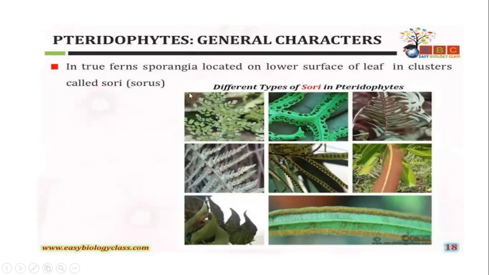Now, in the true ferns, that is in the primitive forms of the ferns, these sporangia, as I just told you, you can see these are the sporangia. They are developed on the lower surface of the leaf in clusters, and we call them the sori. This is a sorus, a group of sporangia developed in clusters at the ventral side or the lower surface of the leaf. You can see this is the sori. At the time of reproduction, they are developed.